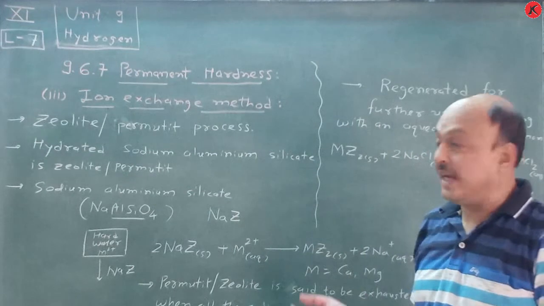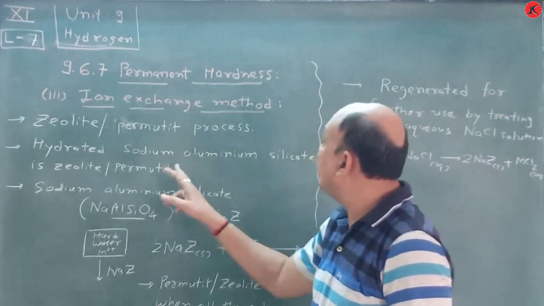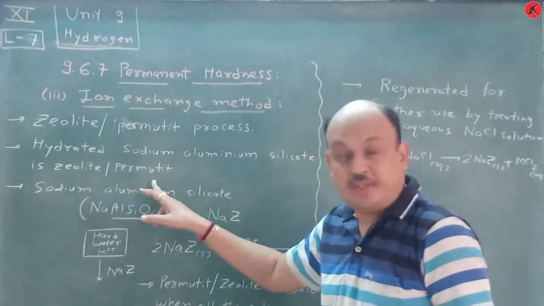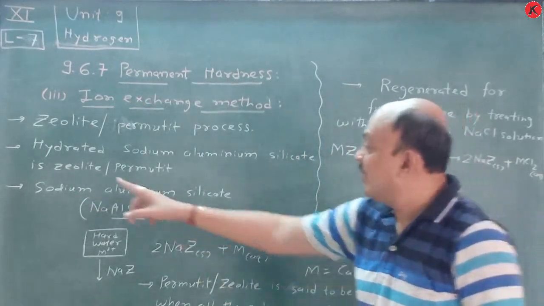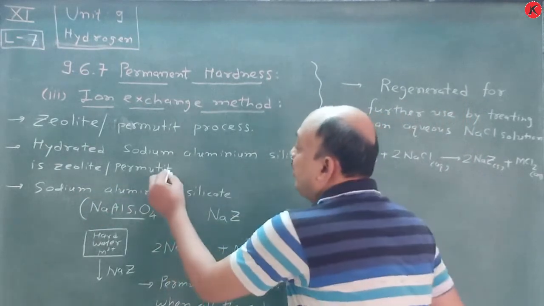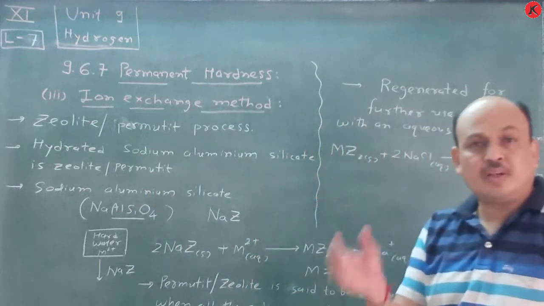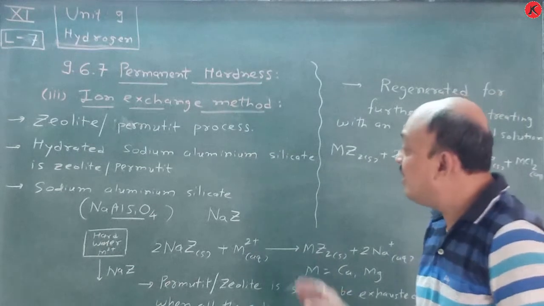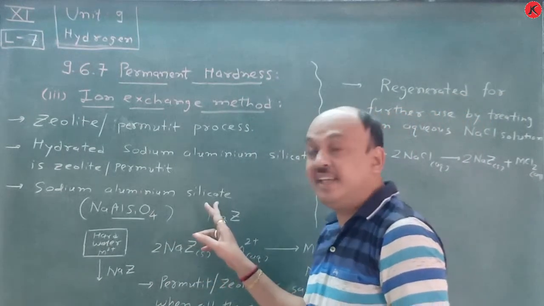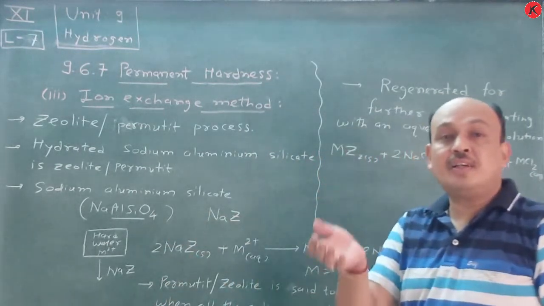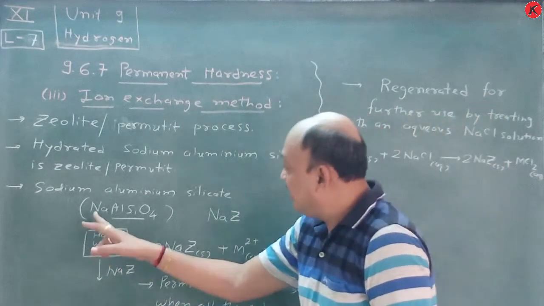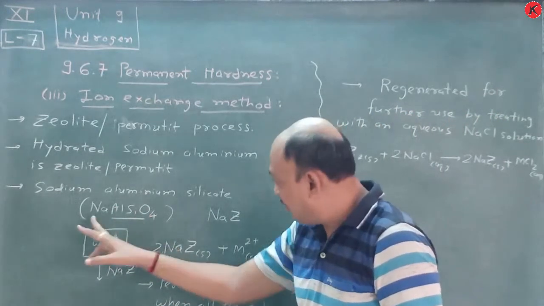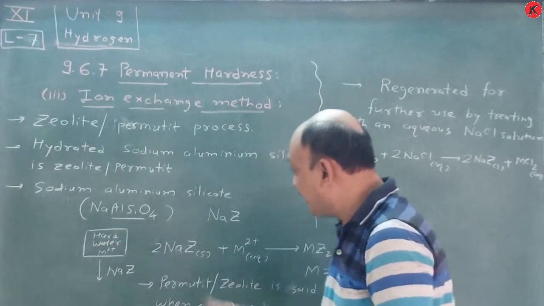So what is zeolite? It is a hydrated sodium aluminum silicate. That is nothing but zeolite or permutit. Both names are the same. You have to remember this one. Write it down 15 times or 25 times. For the sake of convenience, we can write sodium aluminum silicate as NaAlSiO4.